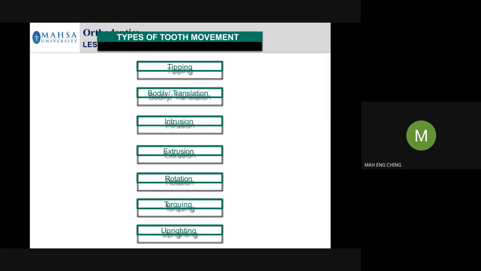Rotation, most of the time, fixed braces. Torquing and uprighting, most of the time, are also fixed braces. So you can see removable appliances can do limited movement, whereas the fixed appliance can do most types of movement for braces.